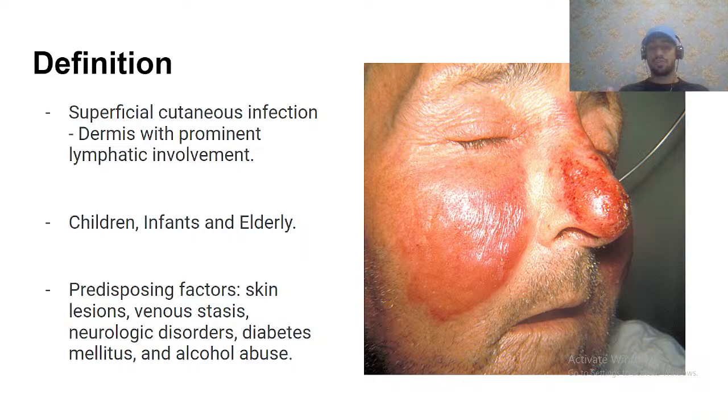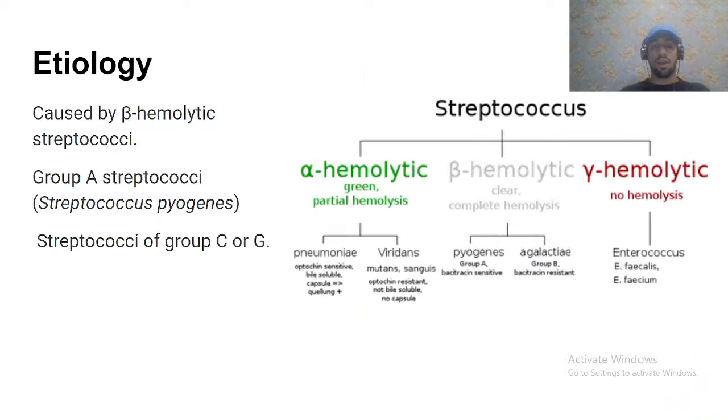There are some predisposing factors that lead to erysipelas, for example skin lesions, venous stasis, neurologic disorders, diabetes mellitus, and alcohol abuse. The etiology of erysipelas is, in the first place, beta hemolytic streptococci, and then also group A streptococci, for example Streptococcus pyogenes. Erysipelas can also be caused very rarely by streptococci of group C and G.